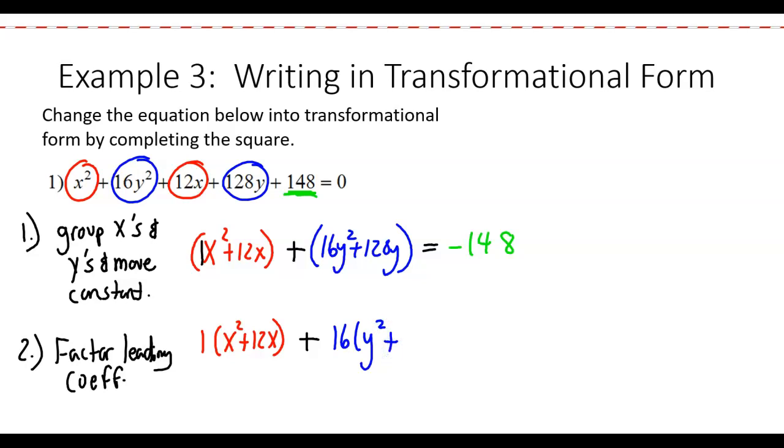And I don't know how many times 16 goes into 128. Let me get my calculator. Okay, so that would be 8 times. So that's step 2: factor out the leading coefficient from each pair. I took a 1 out of the red one, and I took a 16 out of the blue one. All right, let's continue. The next step is going to be to complete the square.